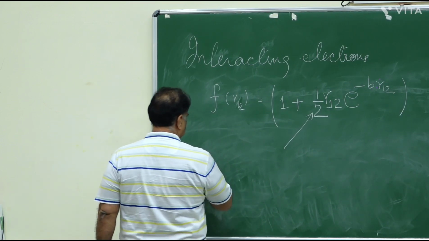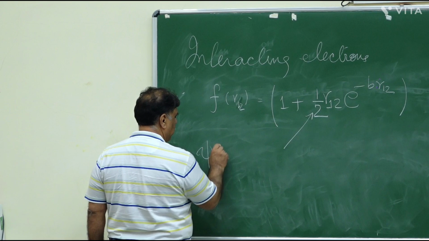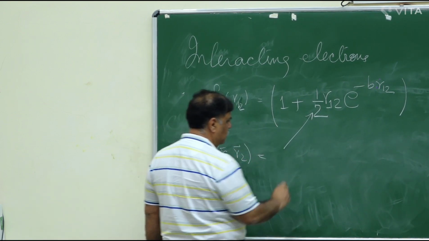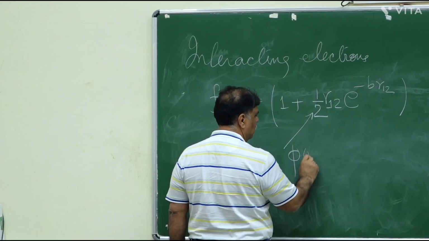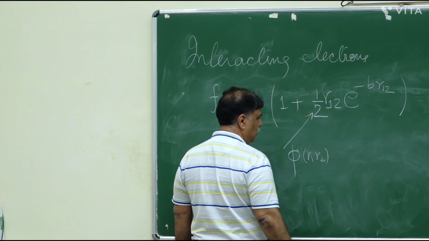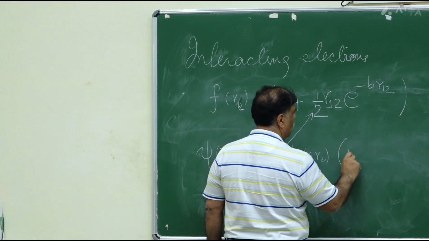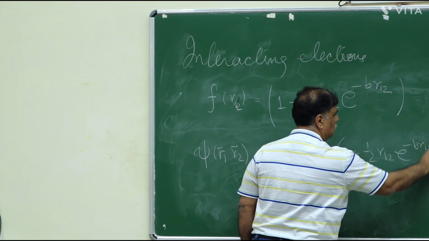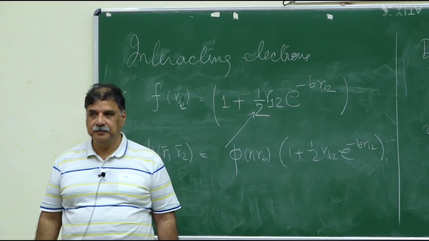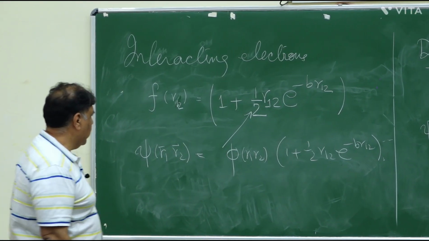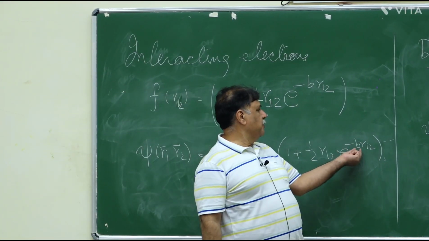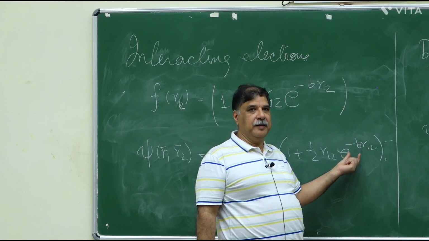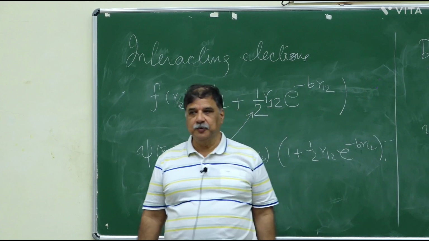So, for example, I could write the two-particle wave function psi(R1, R2) as equal to phi(R1, R2) only times this factor, 1 plus half R12 e raised to minus B R12. I'm designing a wave function, alright? And I determine B by variational procedure. I calculate the expectation value of the Hamiltonian and minimize it with respect to B.